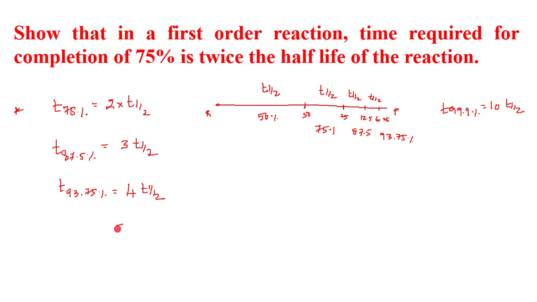So I'll replace here 4 into T 75 is equal to how much? 2 into T half. What will be T half? T half will be equal to T 75 divided by 2, right? T 75% divided by 2, right? So 2 ones are 2, twos are 4, so you will be getting T 93.75% completion is twice the time required for 75% completion of the reaction, right?